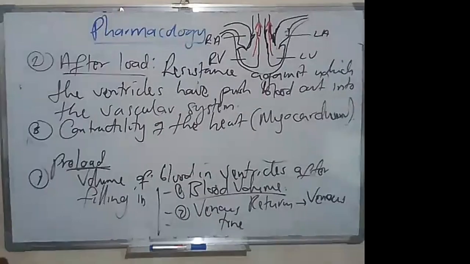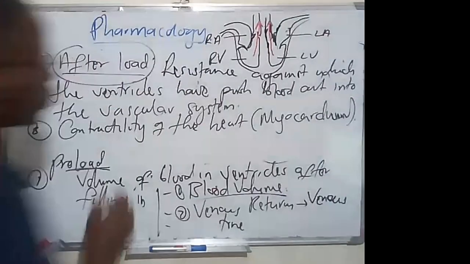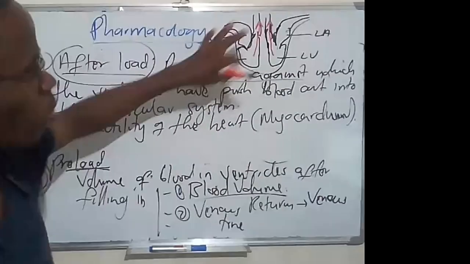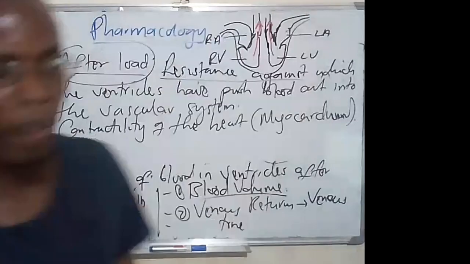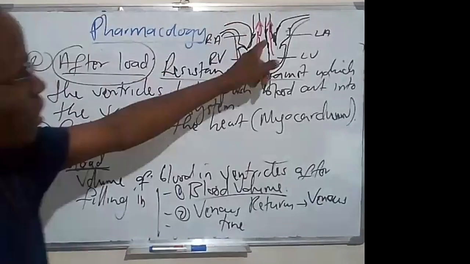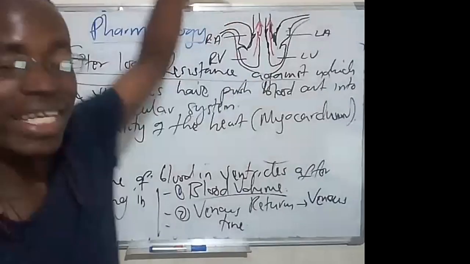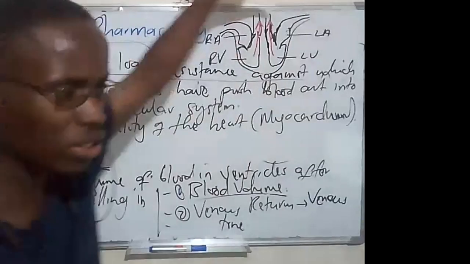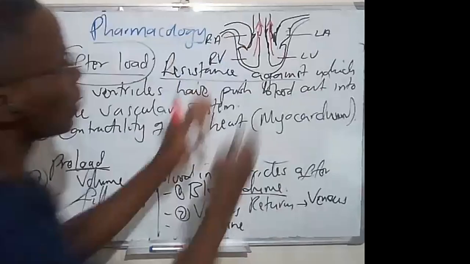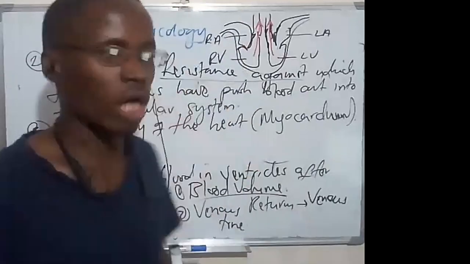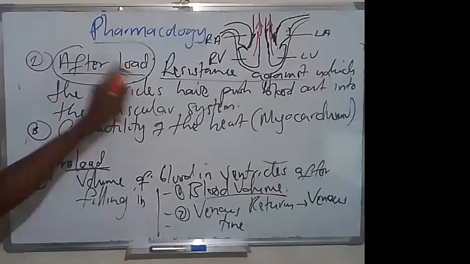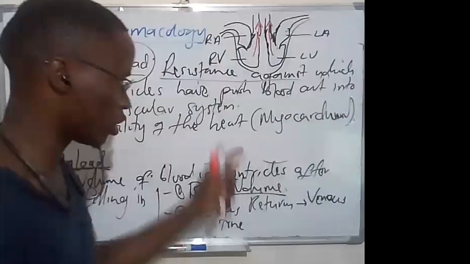Then another example is on afterload, okay? Afterload, remember we're talking about the resistance in the vascular space. So if there's so much resistance, let me give an example of what is called pulmonary hypertension. Pulmonary hypertension means that there's so much resistance in the pulmonary artery or in the lungs themselves. Maybe there's some pathology going on in the lungs, such that blood is not able to pass through so easily and everything. So it means that the heart has to pump with so much force so that blood is able to pass through. But if we reduce that particular kind of resistance that is there, then we're going to reduce the afterload, okay? And thereby reduce the blood pressure.